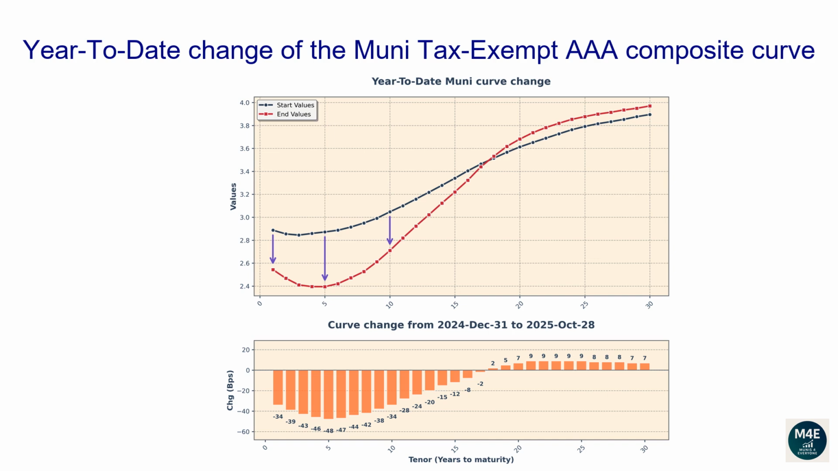The 1-year tenor changed -34 basis points. The 2-year tenor changed -39 basis points. The 5-year tenor changed -48 basis points. The 10-year tenor changed -34 basis points. The 20-year tenor changed 7 basis points. The 30-year tenor changed 7 basis points.